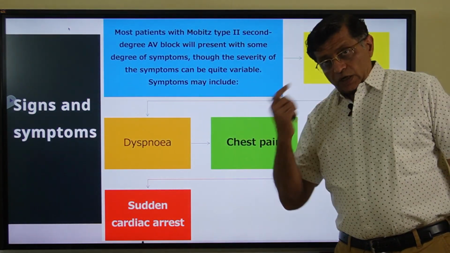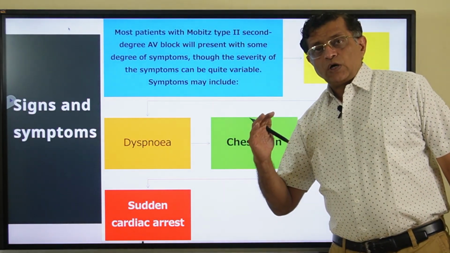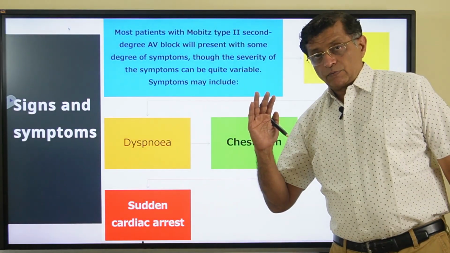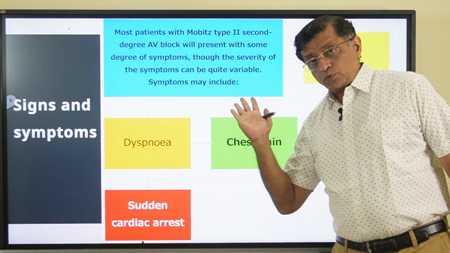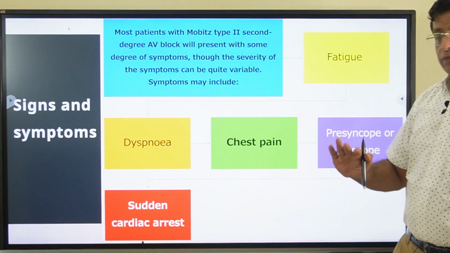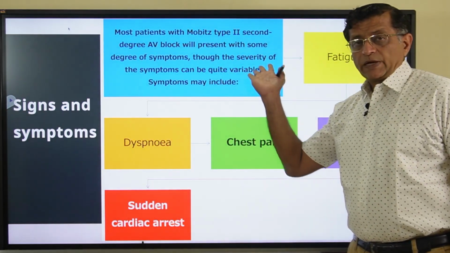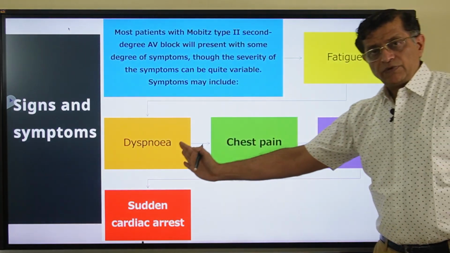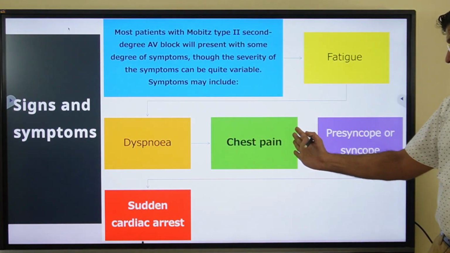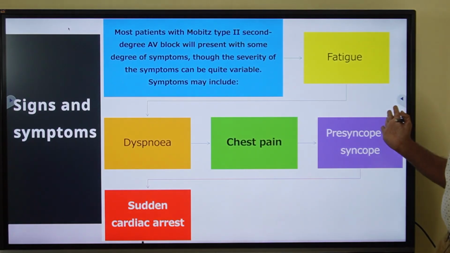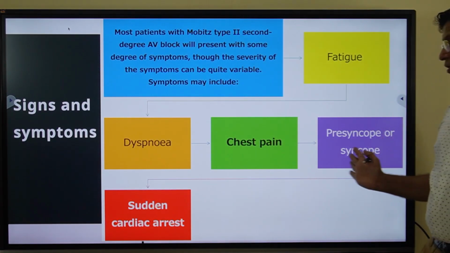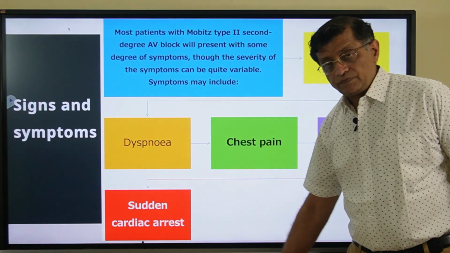In contrast to first degree AV block and Mobitz type 1 second degree AV block, these patients with Mobitz type 2 AV block usually have some symptoms. The symptoms could vary in their degree. There could be minor symptoms like fatigue, some dyspnea or some chest discomfort, or there could be more severe symptoms like presyncope, syncope, or even cardiac death.